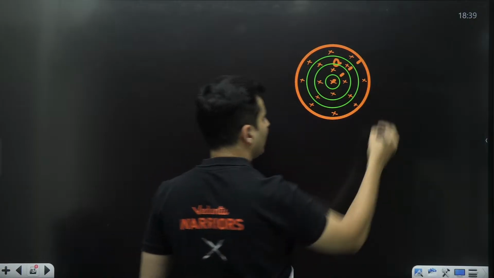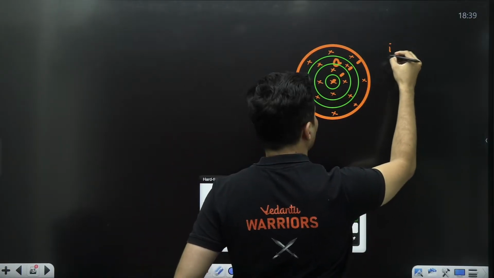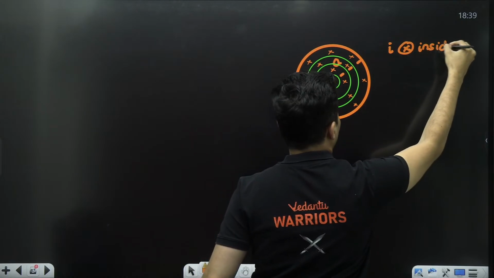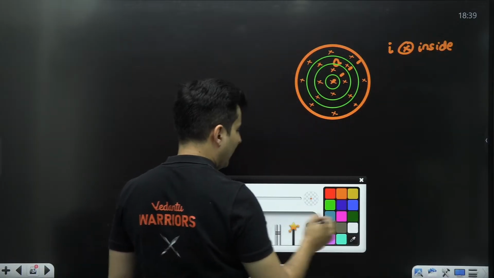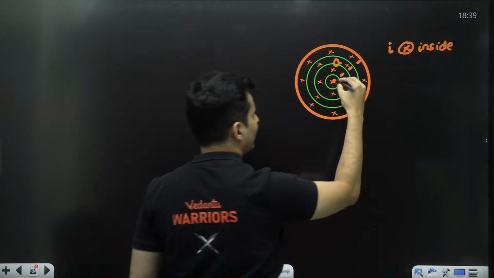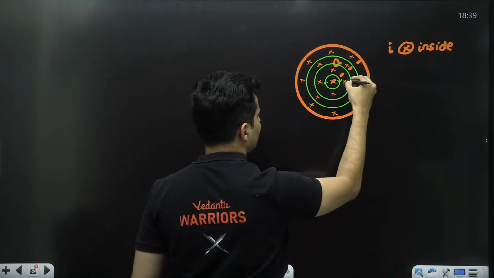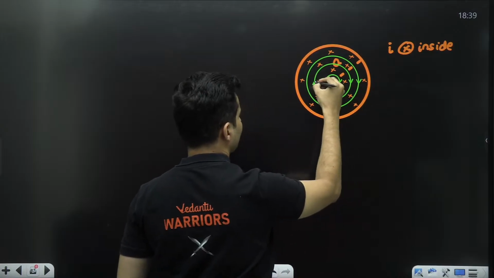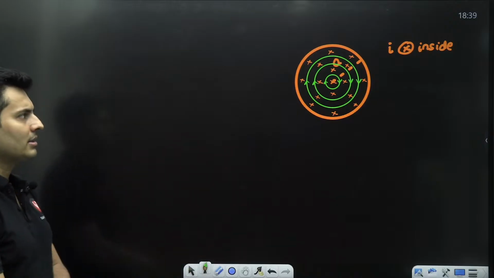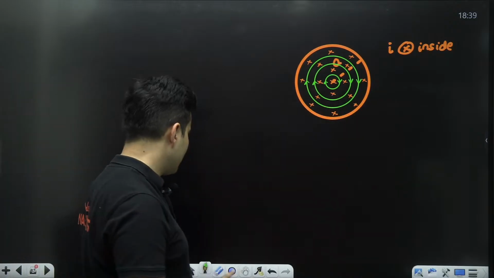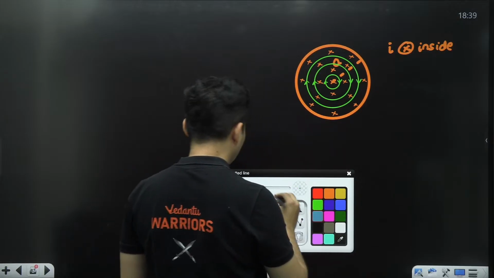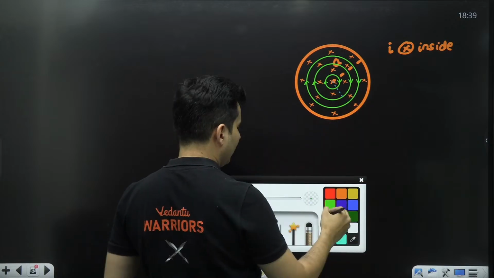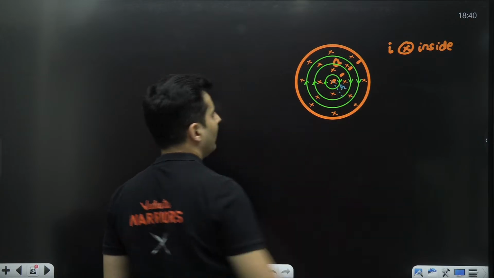So basically the current is going inside the plane. That is the reason why the magnetic field lines will be clockwise in nature like this, and I want to find it at any distance r. So let's just say this is that r distance at which I want to find the magnetic field. This is basically your r.